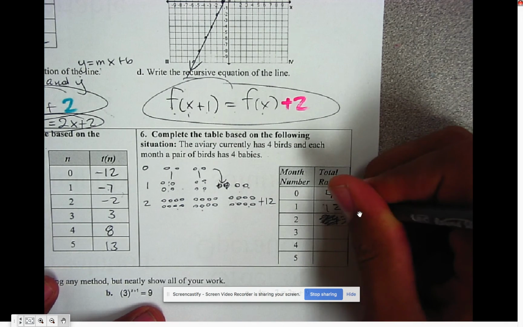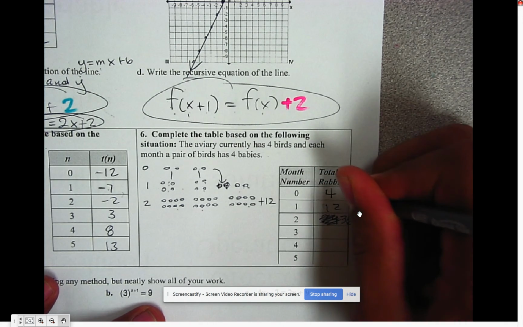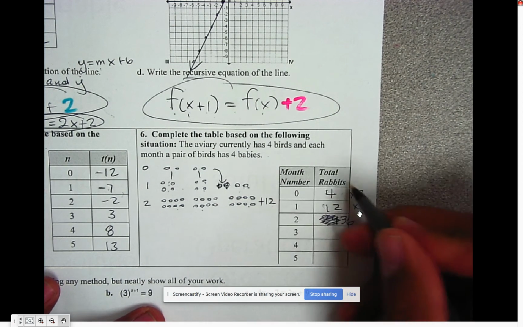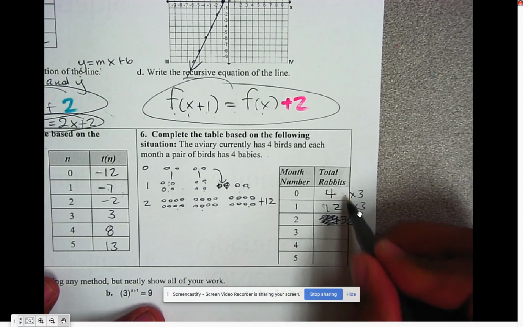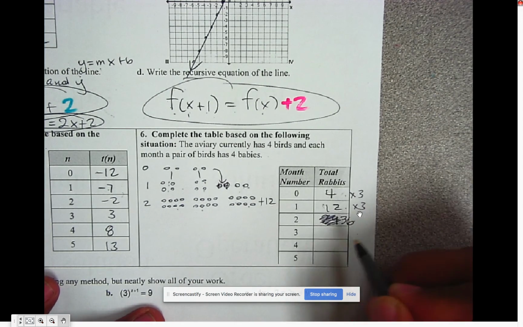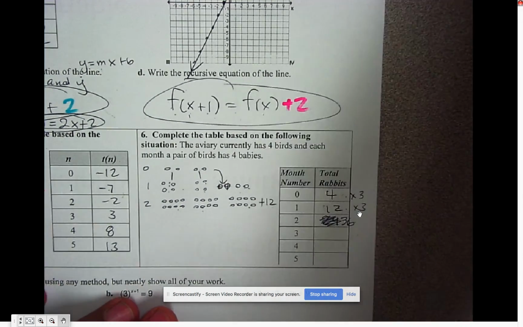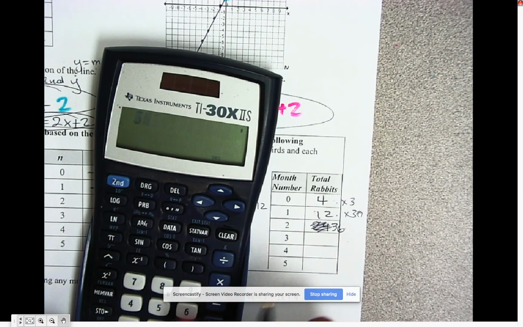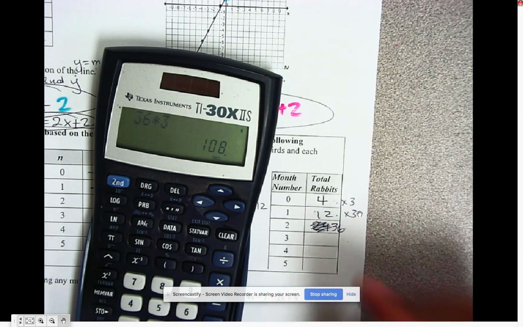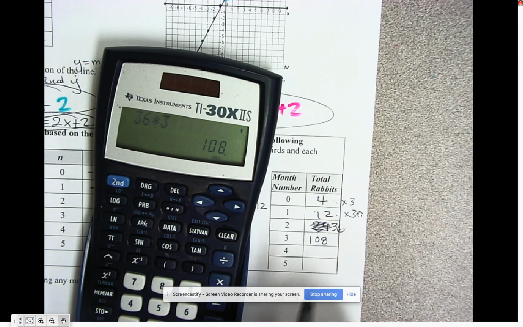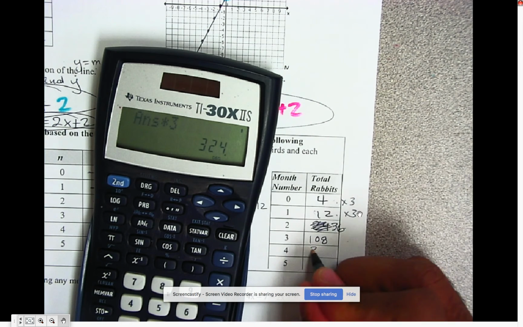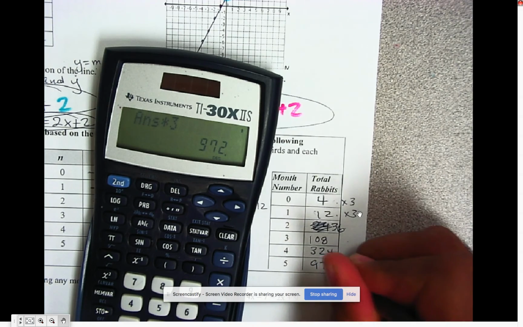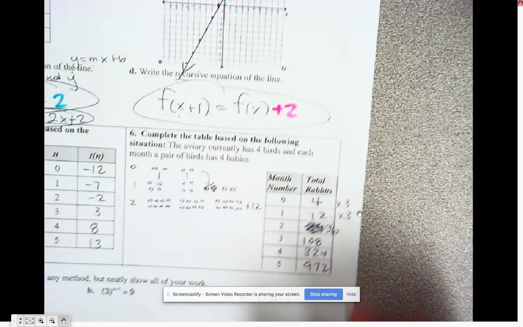So here, from 4 to 12, 12 to 36, I notice I'm multiplying by 3. So that's a ratio. And in most of these problems, again, you're going to be multiplying. So if you get the first two terms, you can find that right away. Okay, so I'm using my calculator here to multiply these out. So 36 times 3, that's 108. Then times 3 again, 324. And then times 3 again, 972. Okay, so there's the total for that table.